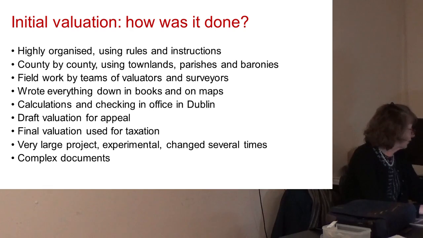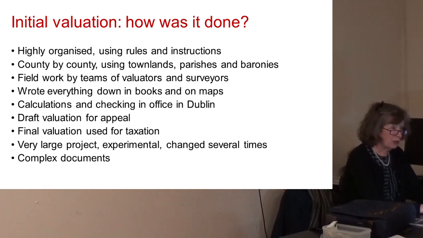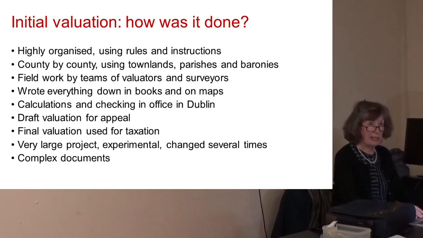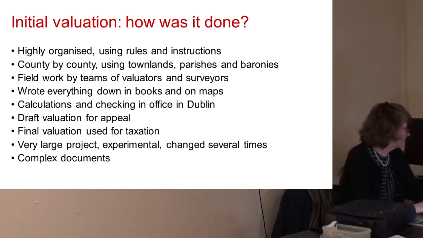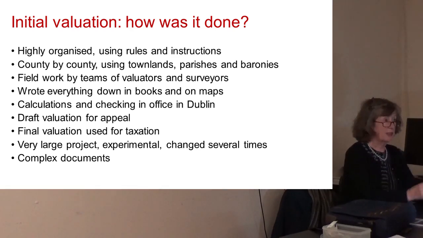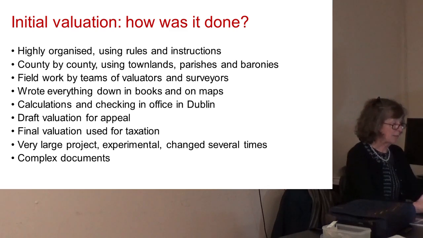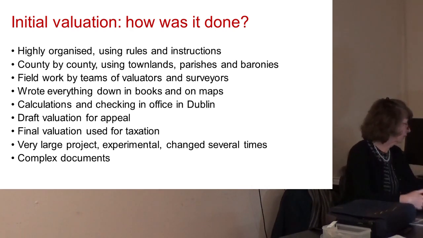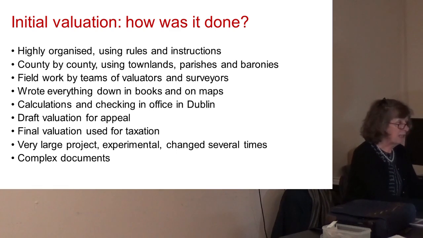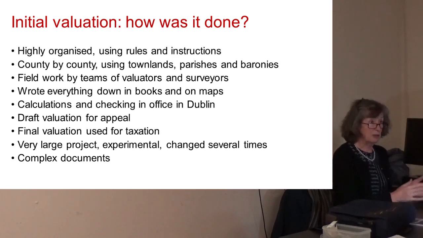The work was highly organised. They used rules and instructions. They had a certain amount of material in legislation, and they issued official instructions about how the work was to take place. The work was done county by county, starting in the north. As the Ordnance Survey maps became available, first for Derry, then parts of Donegal and Antrim, they worked from north to south. And they sent out teams of valuators. Well, they're now called valuers, but they were called valuators at this time. Valuators and surveyors to do the work on the ground.